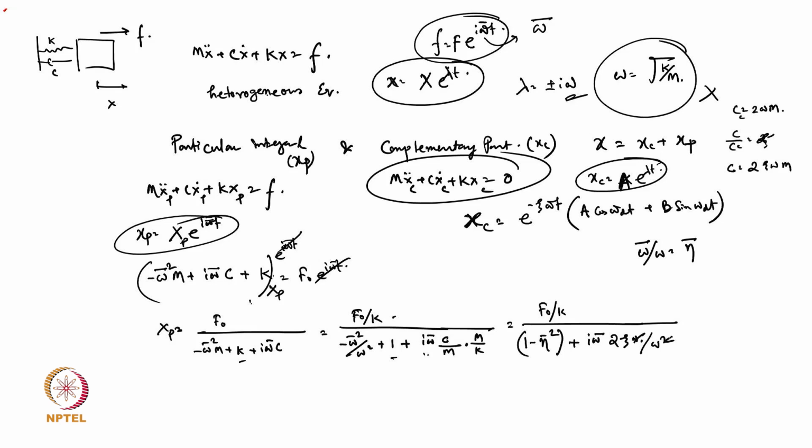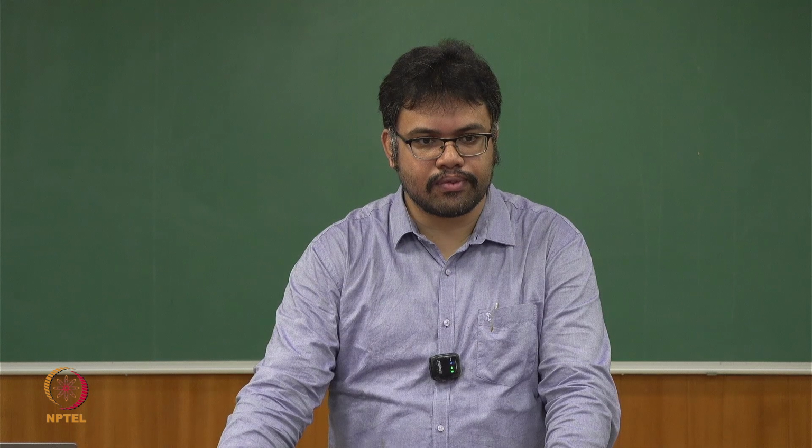So one omega gets canceled out, and I can write it as F0 by K, 1 minus eta bar square plus 2i xi eta bar. Look, there is one omega bar by omega, this remained. Okay, so I can write it in this form. Make sense? Any doubt, please feel free.